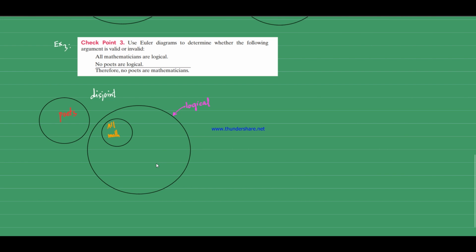we cannot draw another picture satisfying the two premises but contradicting the conclusion. If we draw the poet in here, then it contradicts the premises because they say that no poet is logical. So it must be outside, and poets and the math circle over here must be disjoint, and poets and the logical circle over here must be disjoint. So I can conclude that this argument is valid.